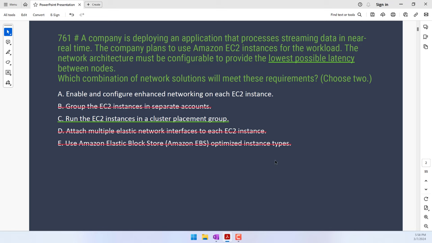It is a logical grouping of instances within a single availability zone. It is designed to provide low latency communication between instances. This can be particularly beneficial for applications that require high network performance, such as the one asked in the question. And enable and configure enhanced networking on each EC2 instance. Enhanced networking provides higher performance by offloading some of the networking processing to the underlying hardware. This can help reduce latency.